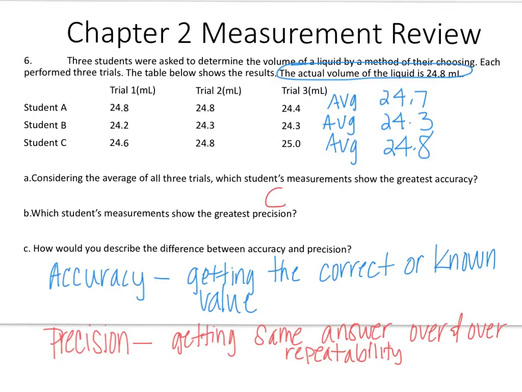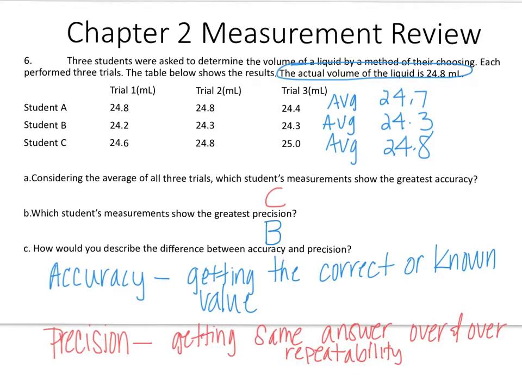And then B asks us to see which student's measurements show the greatest precision. And so you would look at their measurements and see how closely they agree. We have 24.8, 24.8, and 24.4. Here we have 24.2, 24.3, and 24.3. And here we have 24.6, 24.8, and 25. So the one that would show the greatest precision would actually be student B, because their measurements are only 0.1 off of each other in trial 1 and 2, and then of course they're the same in trial 3.